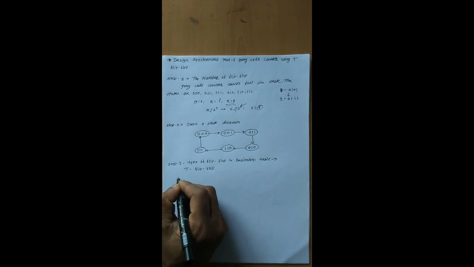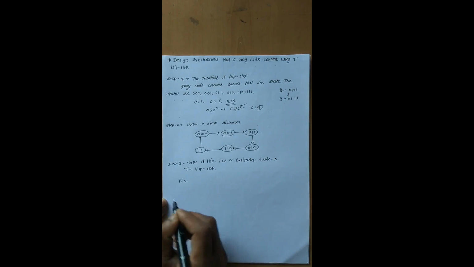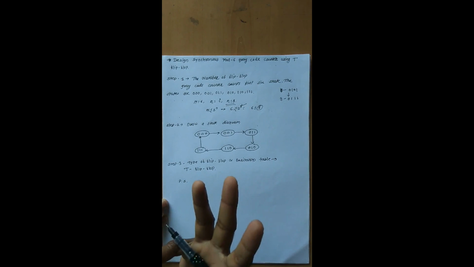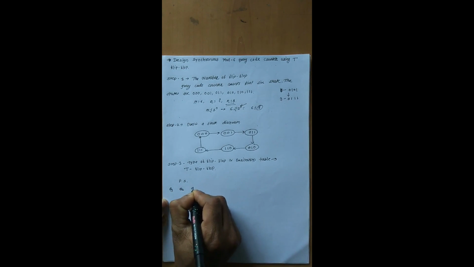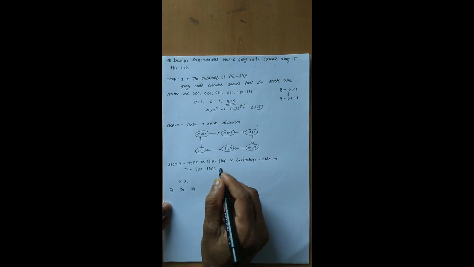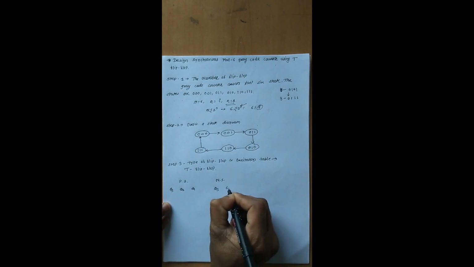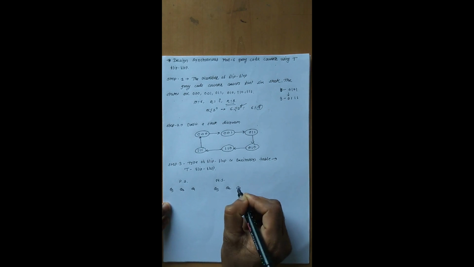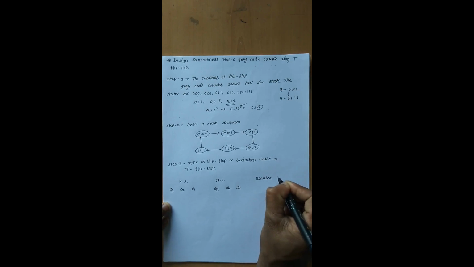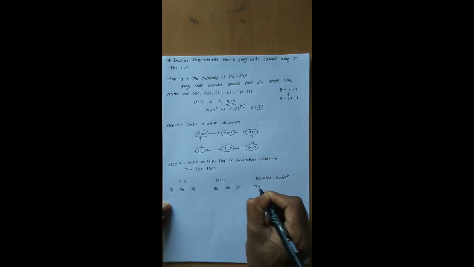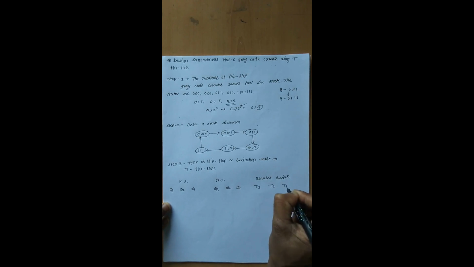The excitation table requires first the PS, nothing but the present state. We are going to use 3 flip-flops, so we need Q3, Q2, Q1. Then the next states of the 3 flip-flops are Q3, Q2, Q1, and the required excitations are T3, T2 and T1.